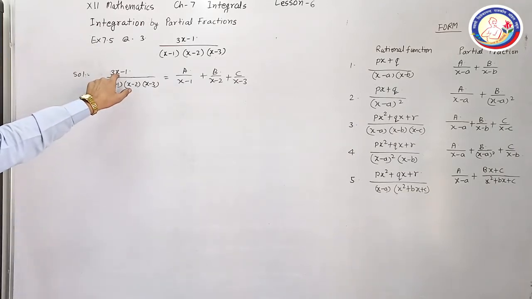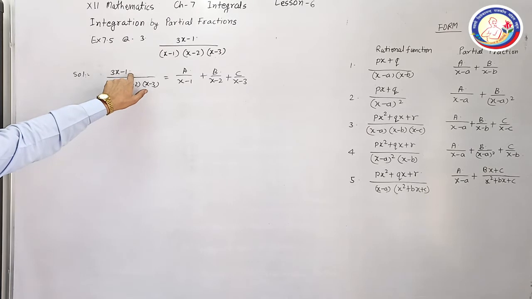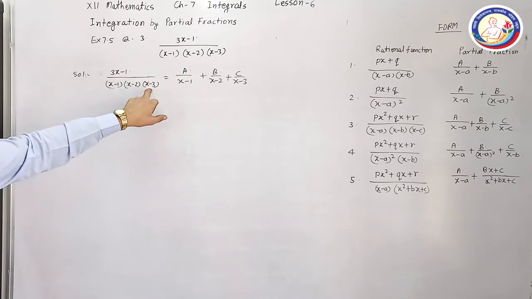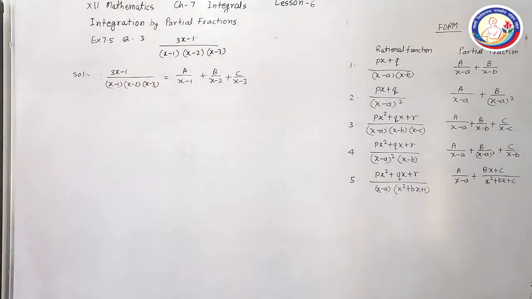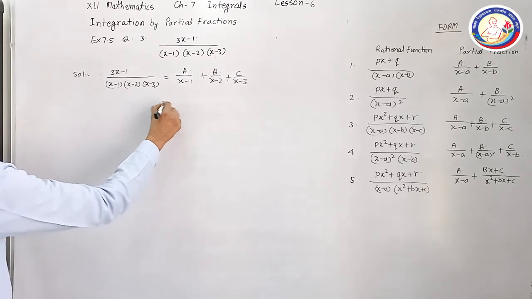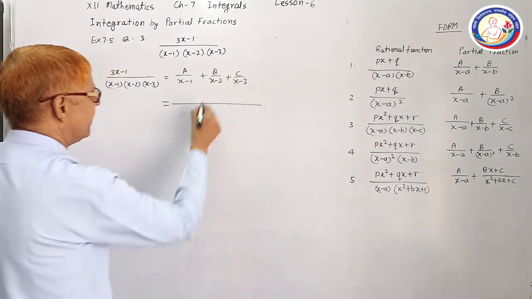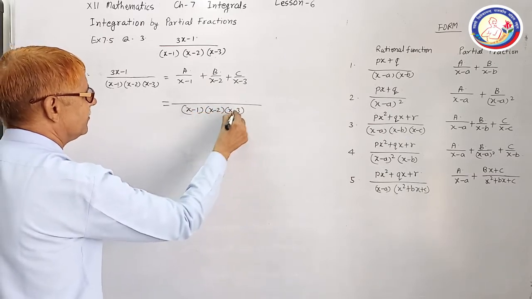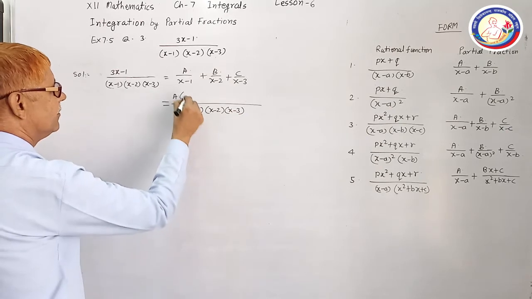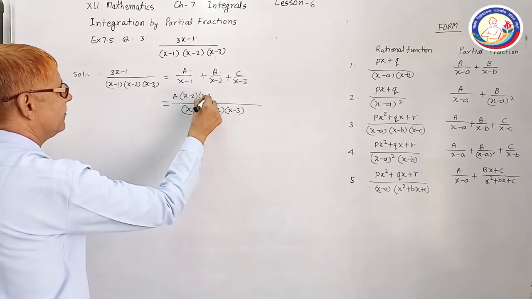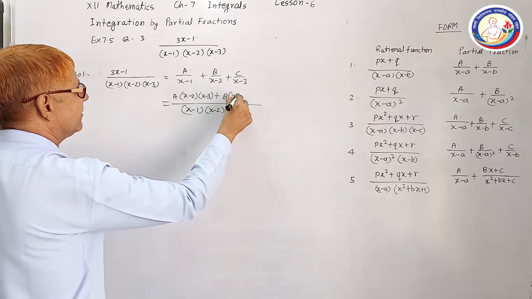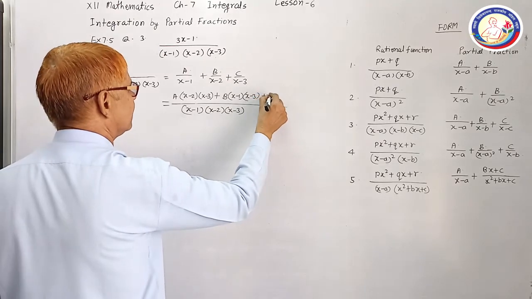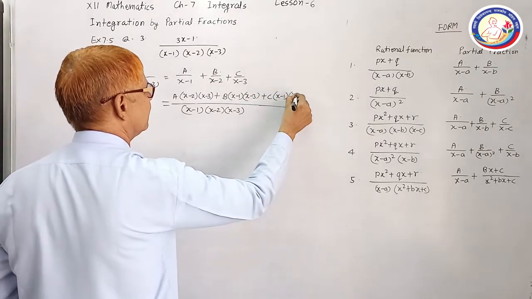Here we have the term with x and a constant in the numerator, and the power of x is 1, while the denominator has multiplication of 3 factors. So this is a proper fraction. Now simplify them. The LCM is the product of these three factors because all are different. So here A into (x minus 2)(x minus 3) plus B into (x minus 1)(x minus 3) plus C into (x minus 1)(x minus 2).